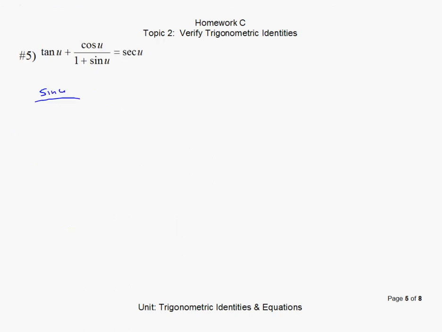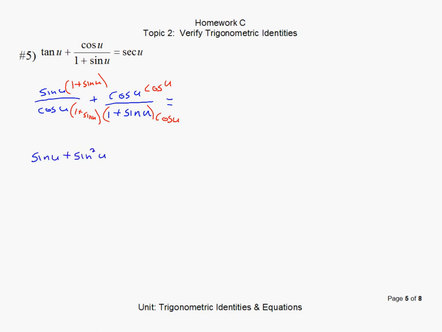Number 5, I would get everything in terms of sine and cosine. And I'm going to get common denominators. The left fraction needs to multiply the top and bottom by 1 plus sine of u. The right fraction needs to multiply top and bottom by cosine of u. Once you have common denominators, I'm going to multiply to distribute this out.